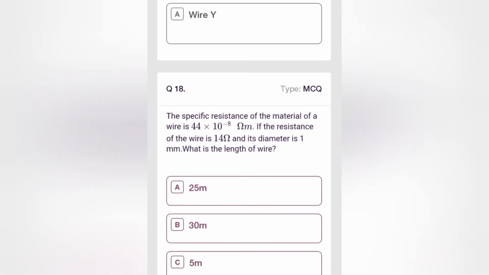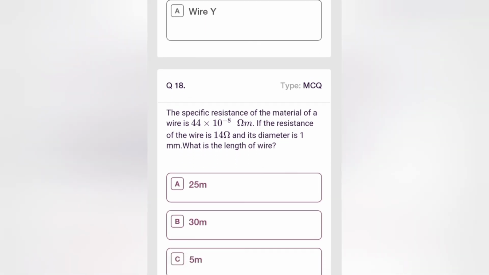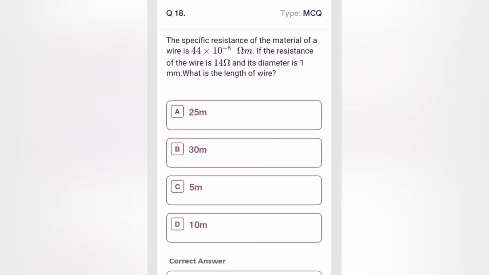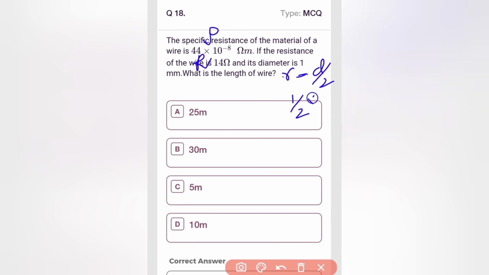18th question. The specific resistance of the material of the wire is 44 into 10 to the power minus 8 ohm meter. If the resistance of the wire is 14 ohm and its diameter is 1 millimeter, what is the length of the wire? Here resistivity is given, 44 into 10 power minus 8. Resistance is given, that is 14 ohm. Diameter is given, we can find the radius from that. Radius is equal to diameter by 2, which for 1 millimeter is half into 10 to the power minus 3 meter. That is going to be the radius.